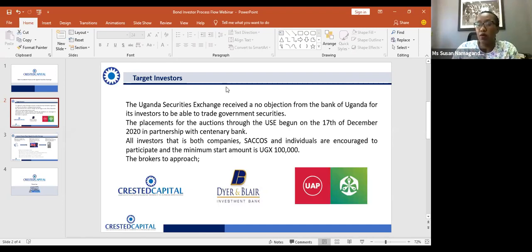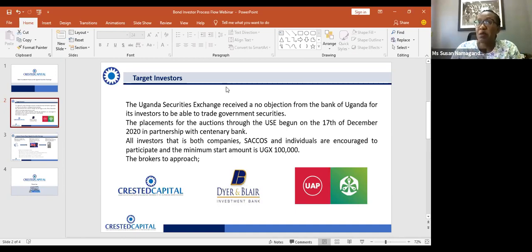I think Bob has launched the US Easy portal, and now clients can open their accounts remotely as long as you have your national ID and your passport photos. I think very soon they'll be launching the ones for companies and foreigners. So really, it's going to be as easy as possible. You just log in there, open your account, choose your broker, and then start transacting.